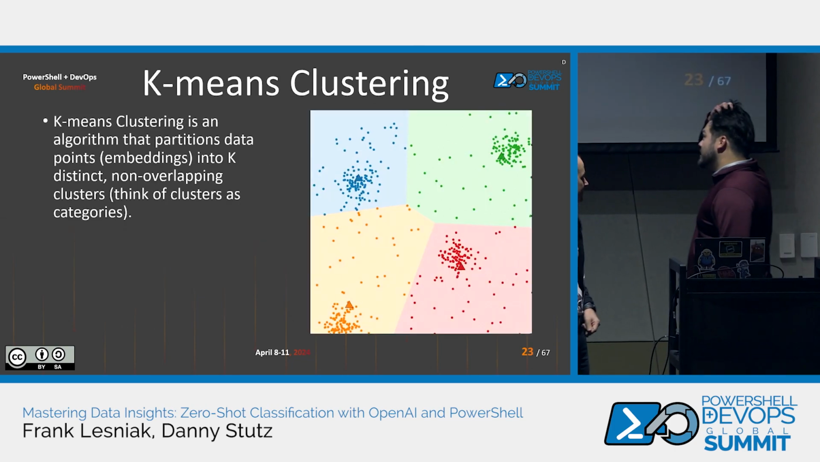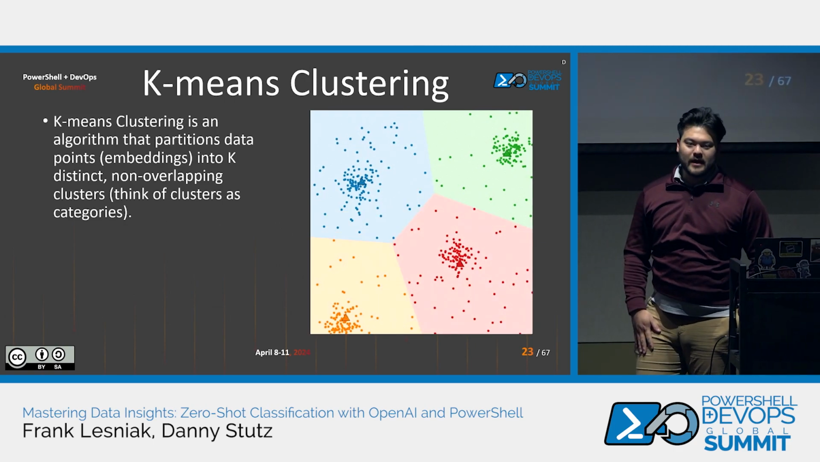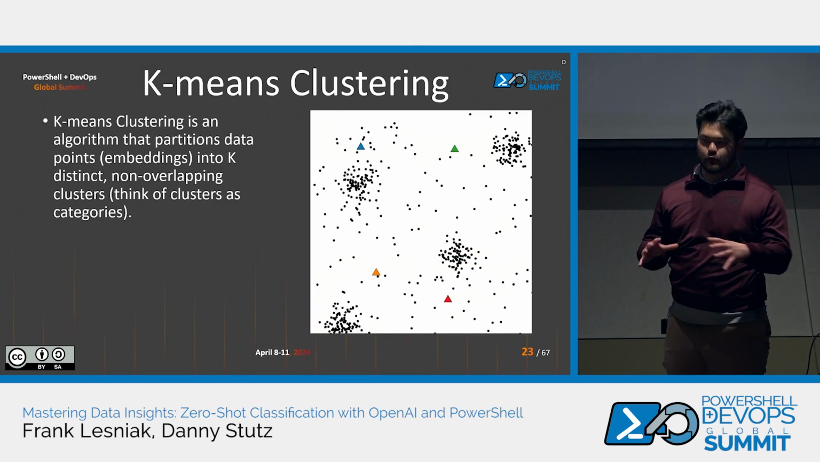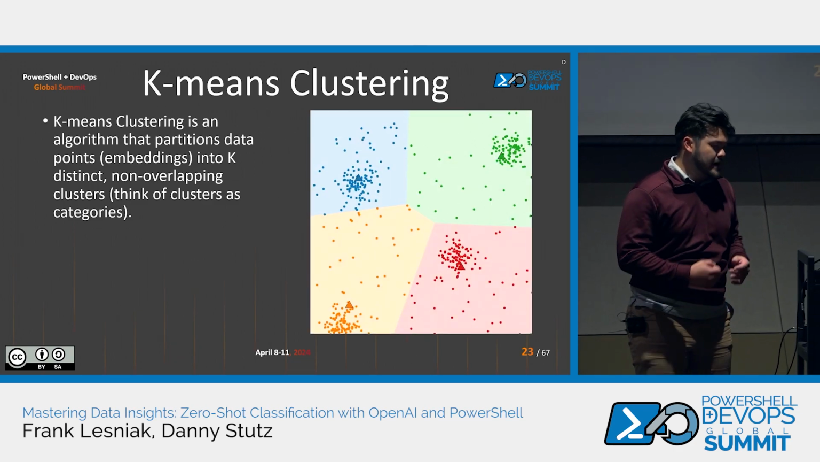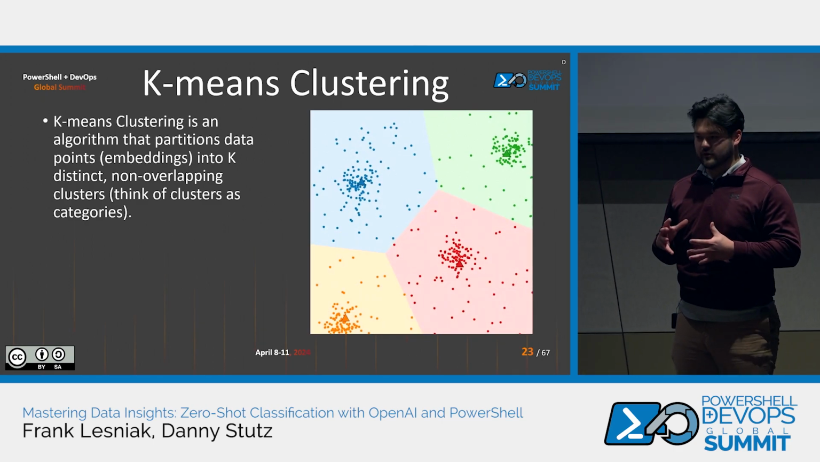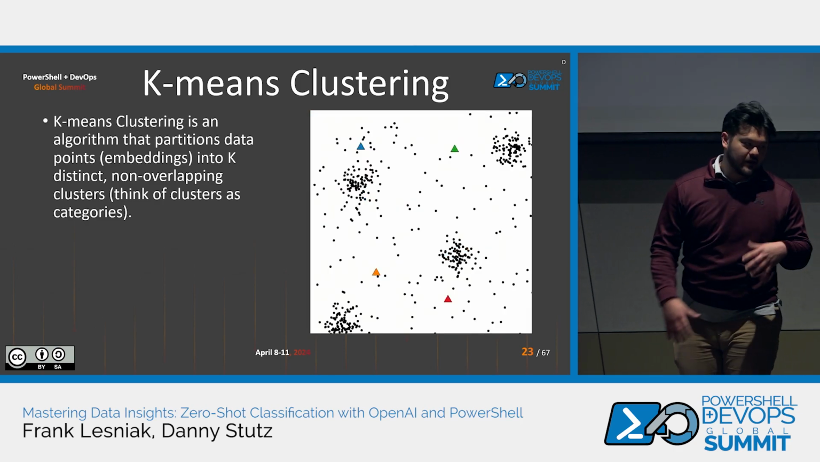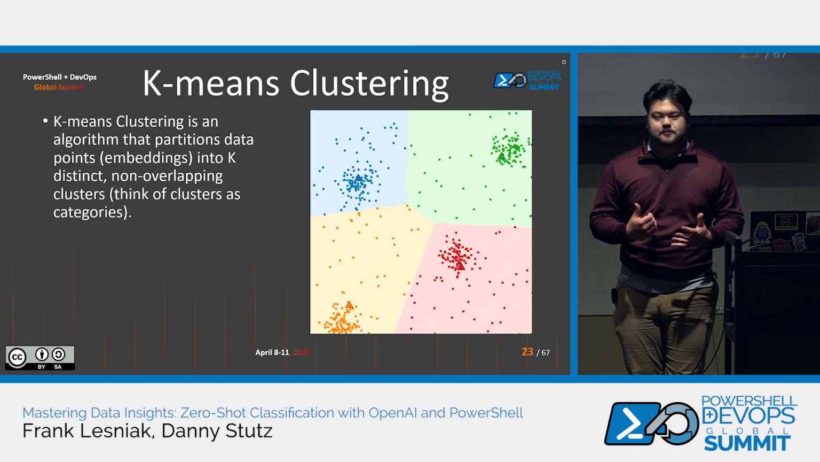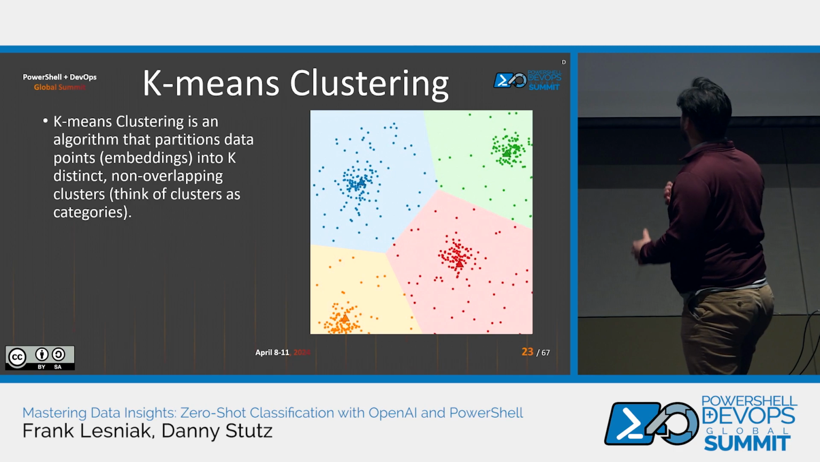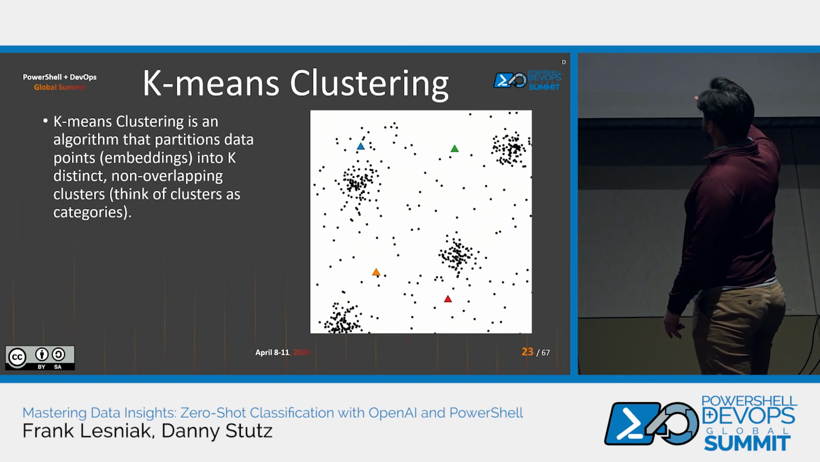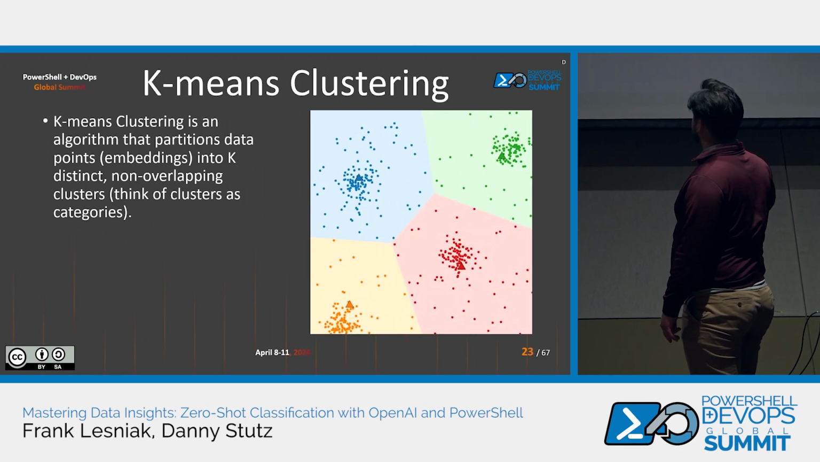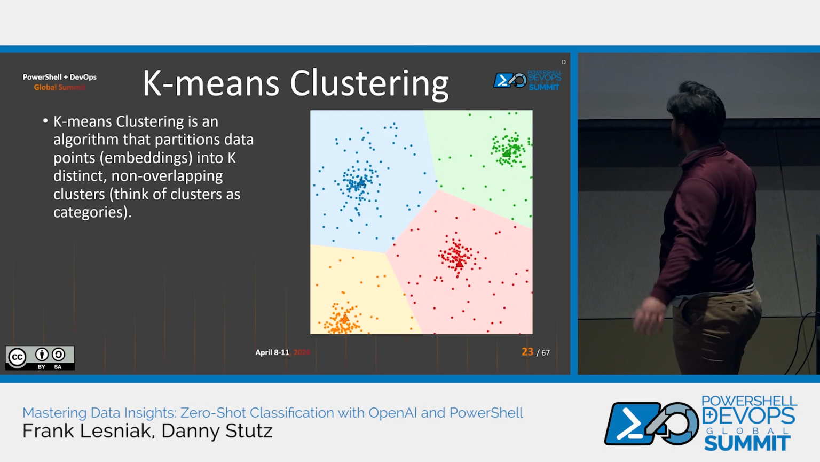Awesome, thanks, Frank. As Frank was talking about, embeddings are effectively coordinates. They're GPS coordinates, right? There's a numerical representation for the text that we're analyzing. To effectively group these embeddings, or the text, together, we use a method called k-means clustering. K-means clustering is really just an algorithm that will iterate through the different data points. What you see here on this visual GIF is a nice representation of how it works. The triangles are the centroids. We'll get into that in a second.